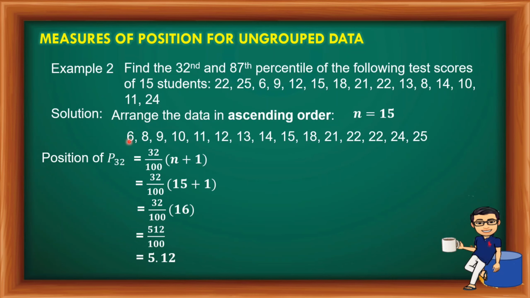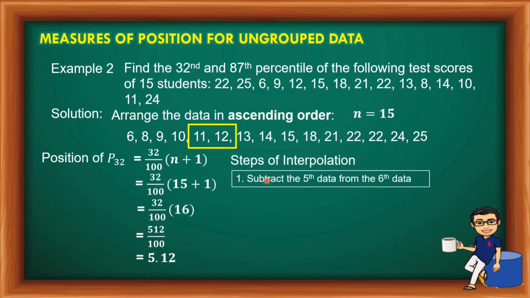pang 5th and pang 6th. 1, 2, 3, 4, 5, and 6. So, 11 and 12 ang nasa position ng 5th and 6th. Then, we will be using the linear interpolation. So, obviously, ang first step natin, yung subtract the 5th data from the 6th data. Ito yon, 12 minus 11. And 12 minus 11 is equal to 1.